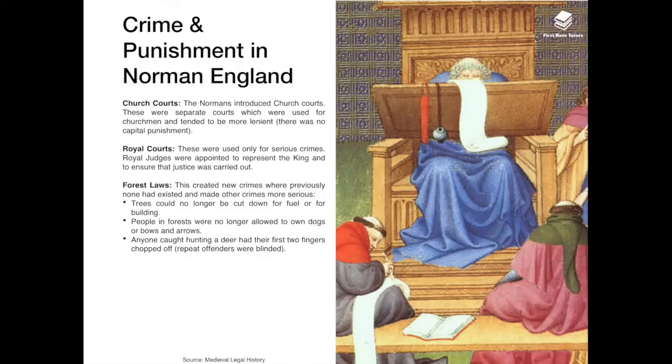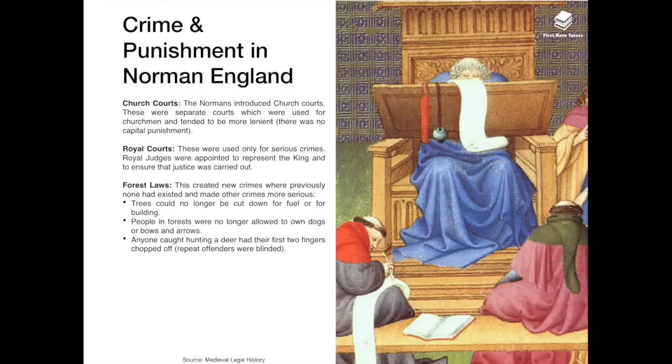Church courts. The Normans introduced church courts. These were separate courts which were used for churchmen and tended to be more lenient, since there was no capital punishment. Royal courts were used only for serious crimes. Royal judges were appointed to represent the king and to ensure that justice was carried out.